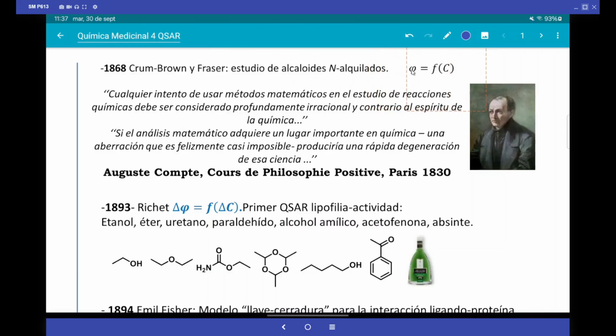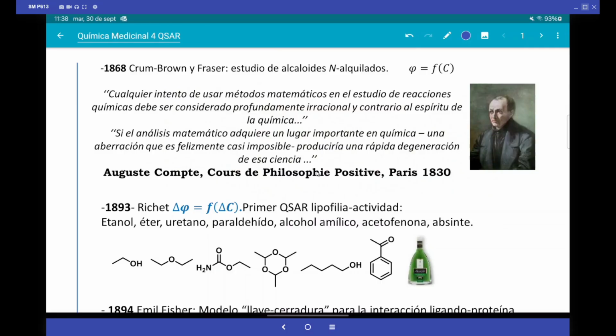But this idea of making mathematical correlations, this man Comte, who was a philosopher, said that any attempt to use mathematical methods in the study of chemical reactions must be considered deeply irrational and contrary to the spirit of chemistry. If mathematical analysis were introduced in chemistry, an operation that is happily almost impossible, it would bring the degeneration of that science. Strange, the thought. So they could not use Python or anything that would help them make correlations.